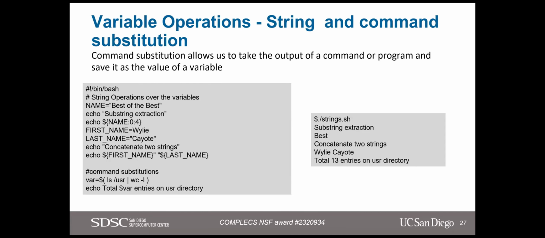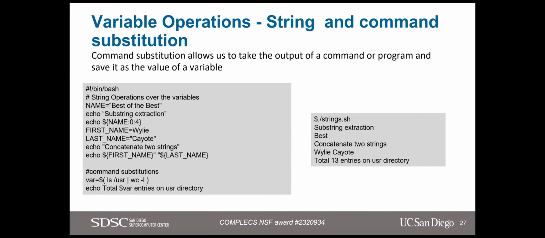So with the curly brackets, we can echo from name the first 4 characters that are denoted by the position 0 to 4. So on the right hand side here, with the echo what we're going to see is that we're just going to get best out of that.